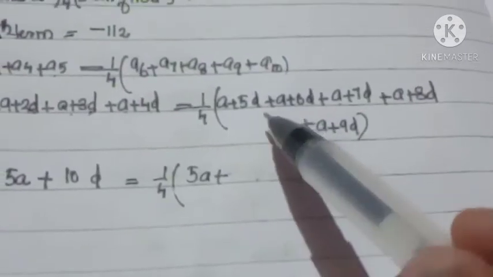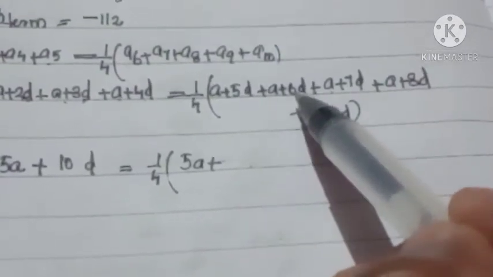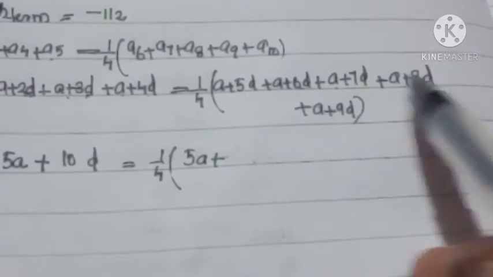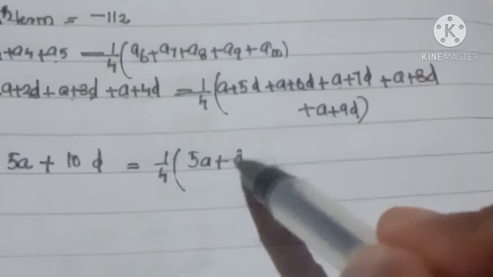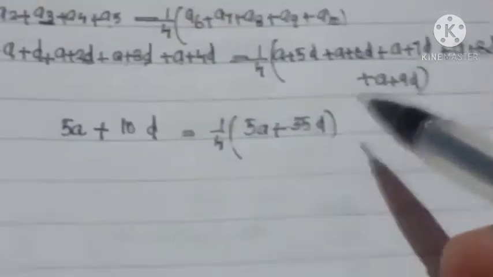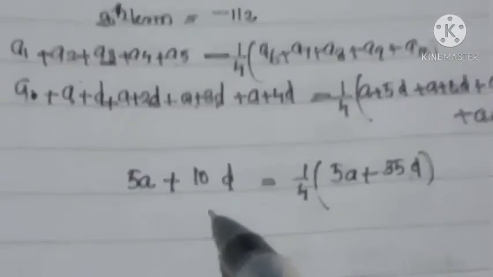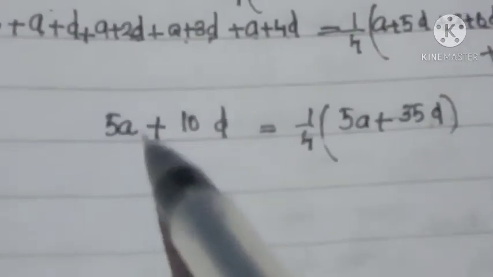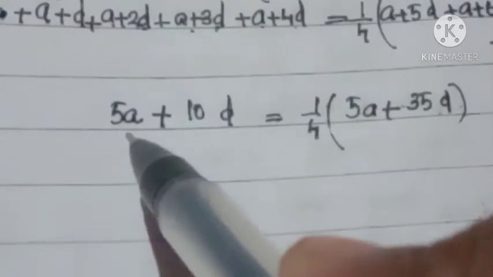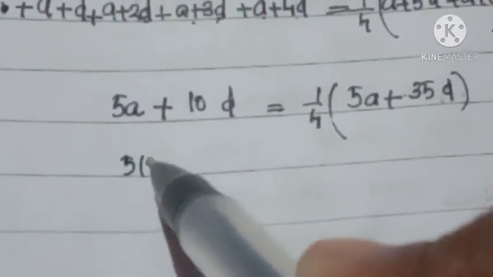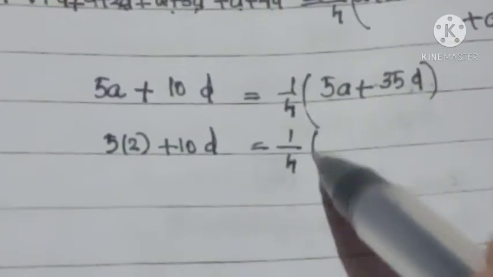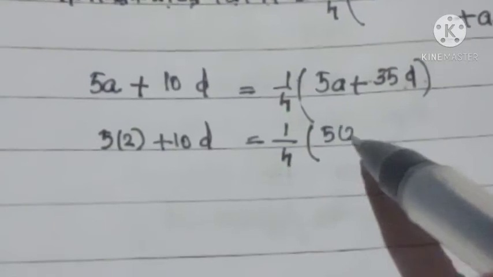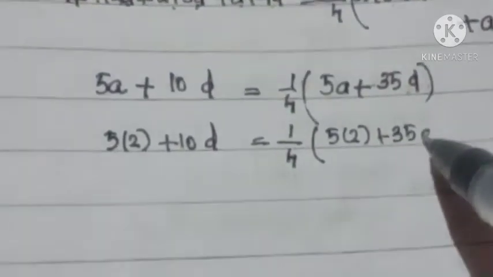plus, now adding the D terms. 5 plus 6, 11. 11 plus 7, 18. 18 plus 8, 26. 26 plus 9, 35D. Now, in the question it is given that the first term is 2. So put A equal to 2 here. So this becomes 5 into 2 plus 10D is equal to 1/4 of 5 into 2 plus 35D.